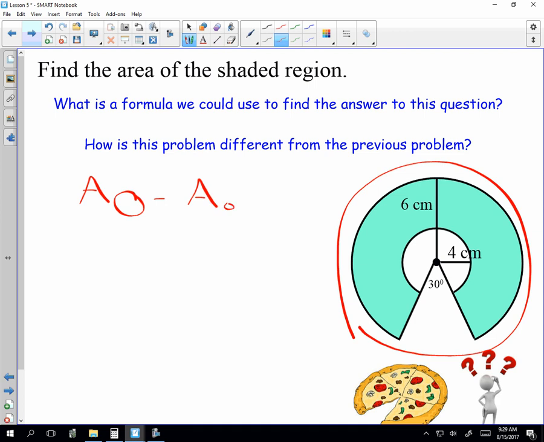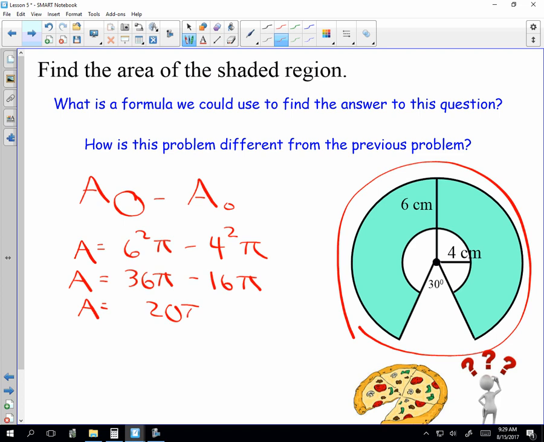And then once we find that answer, we don't want the whole answer. We want the shaded part, which is the out of 360 ratio that we can work with. But first, let's find what we're looking for here. Area of the big circle, radius 6, so we've got 6 squared pi minus the area of the small circle, radius 4 squared pi. We have 36 pi minus 16 pi. So the area, if this was a complete annulus, would be 20 pi.